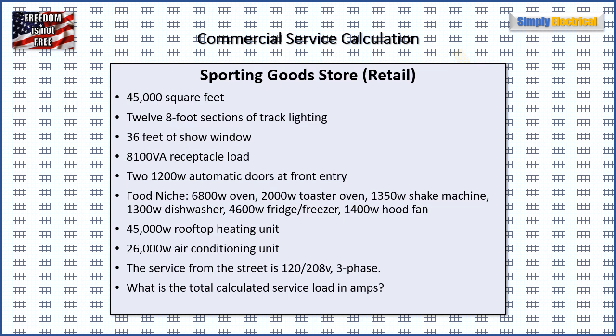All right, our example is going to be a sporting goods store. So this falls under the retail category in commercial. So we have a 45,000 square foot building. We've got 12 8-foot sections of track lighting. We've got 36 feet of show window, receptacle load, a couple of automatic doors. We've got a food niche, so a little bit of a restaurant inside this place. We have rooftop heating unit, air conditioning, 120/208 volts 3-phase is our service. So we want to find out the total calculated service load in amps.